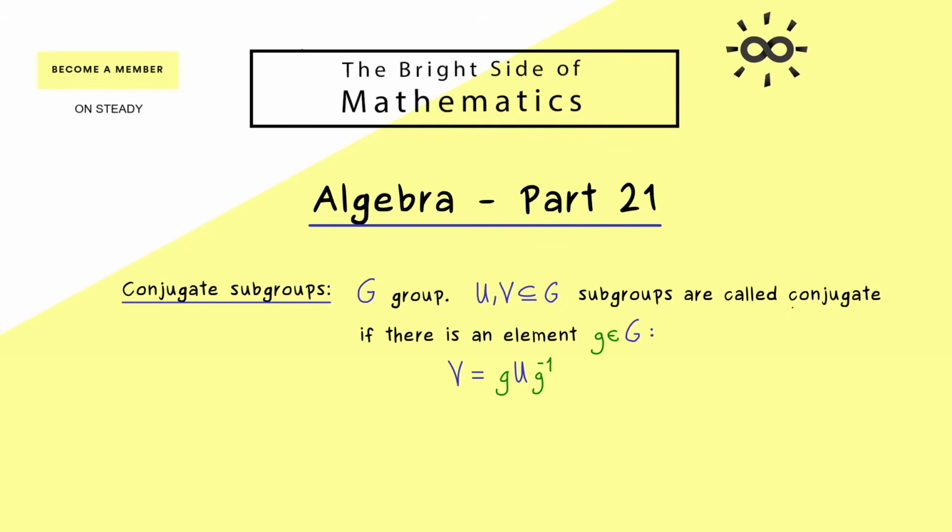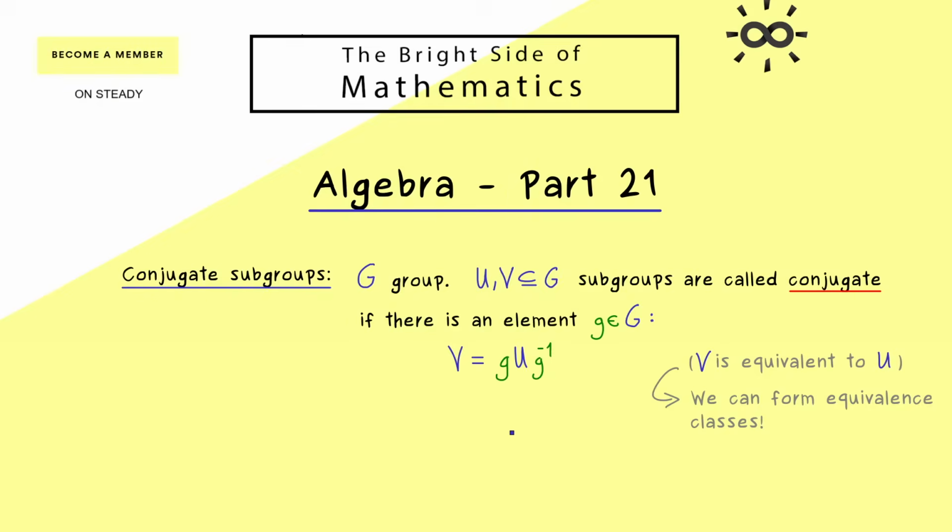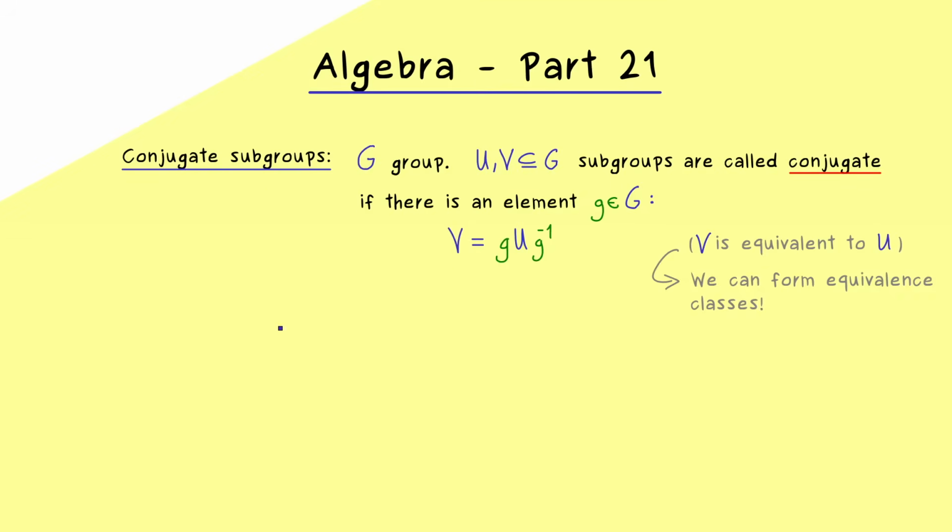And you already know we say conjugate, but this is actually an equivalence relation on the set of subgroups of G. This is quite nice because we could say that V is equivalent to U if this condition is satisfied, and we can look at the corresponding equivalence class. And there, to make this more vivid, let's immediately look at a concrete example.